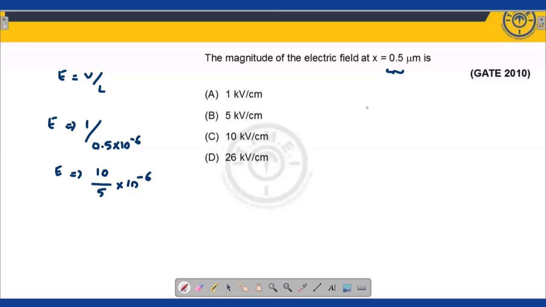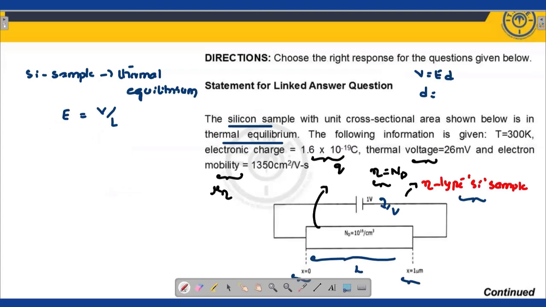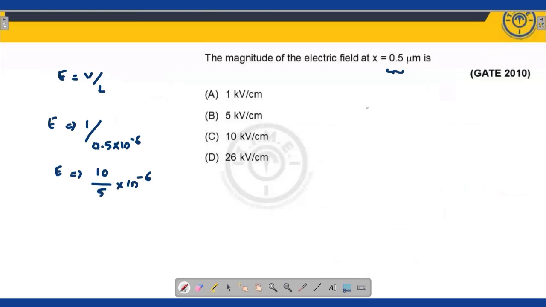Very important, my dear friends. What ultimately you are getting is asking... Here the question itself is a little bit wrong. The magnitude of electric field at 1 micrometer. That's what here. There is a change in the question. This is at 1 micrometer, my dear friends.